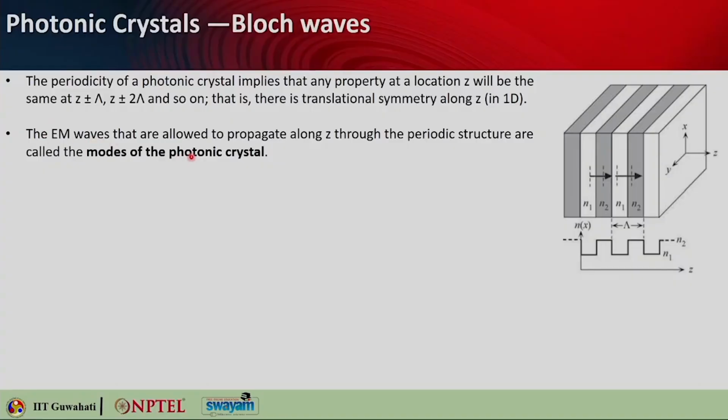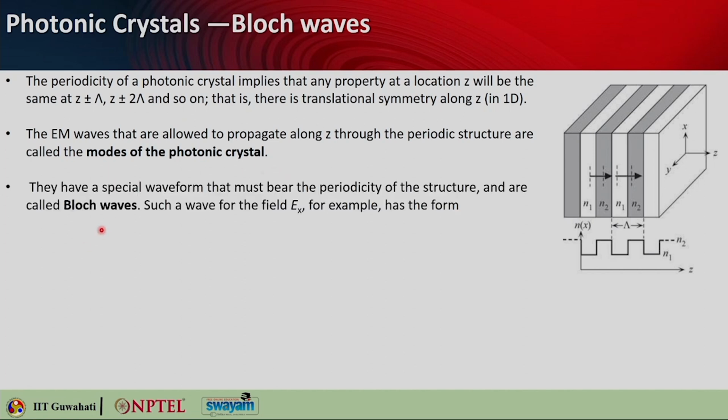So, there is a translational symmetry because the same feature is repeating after lambda. Now, EM waves that are allowed to propagate along z through this periodic structure are called the modes of the photonic crystal. Now, they have a special waveform that must bear the periodicity of the structure, and these are called the Bloch waves.